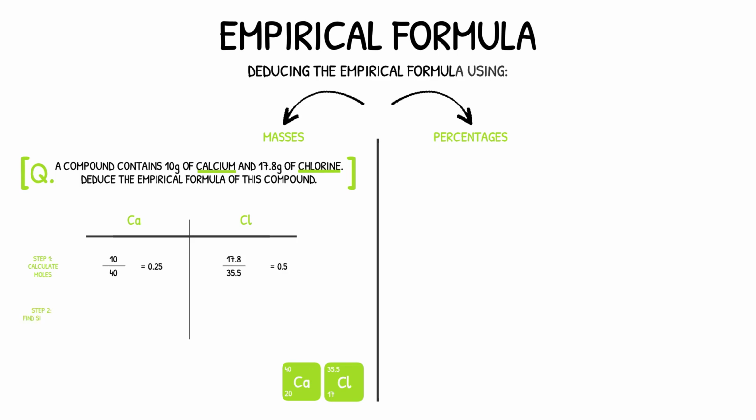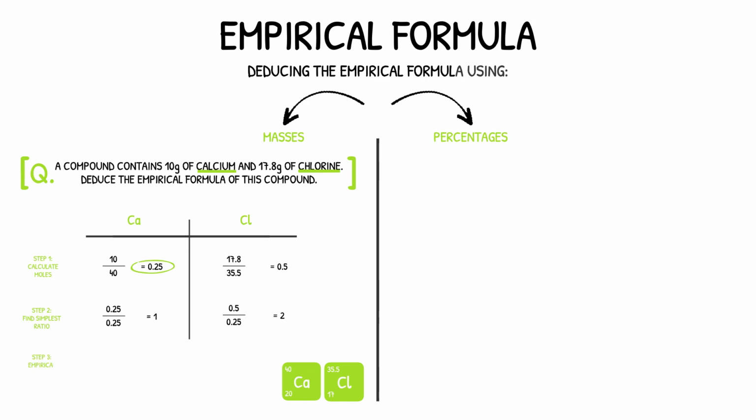The second stage of this method requires for us to find the simplest ratio between these 2 values, and we achieve this by dividing them both by the smallest number. In this case, the smallest number is 0.25. So 0.25 divided by 0.25 is equal to 1, and 0.5 divided by 0.25 is equal to 2.